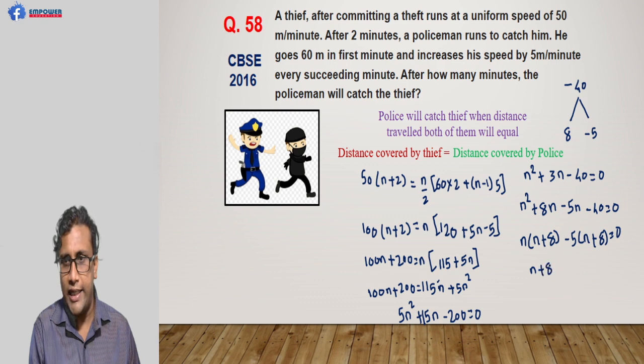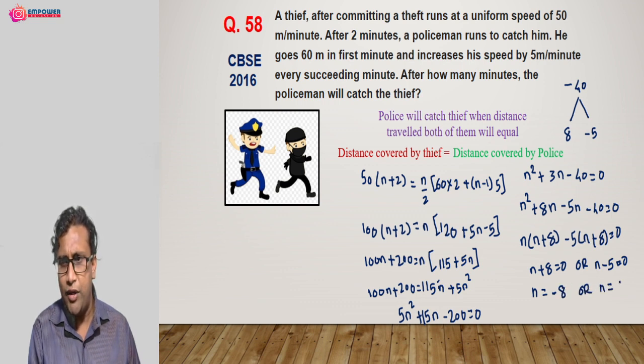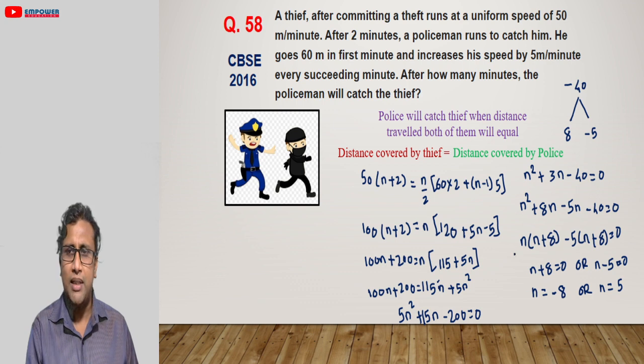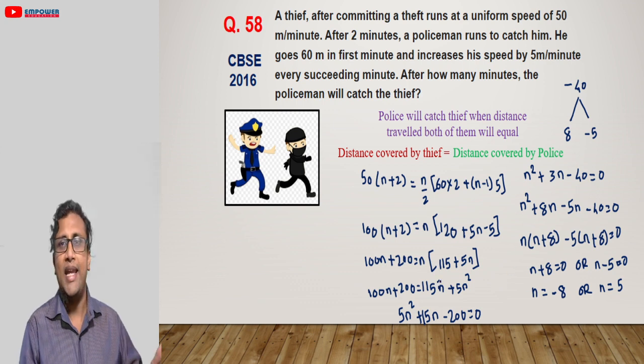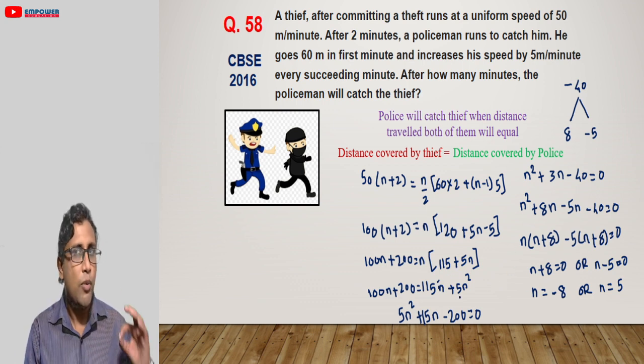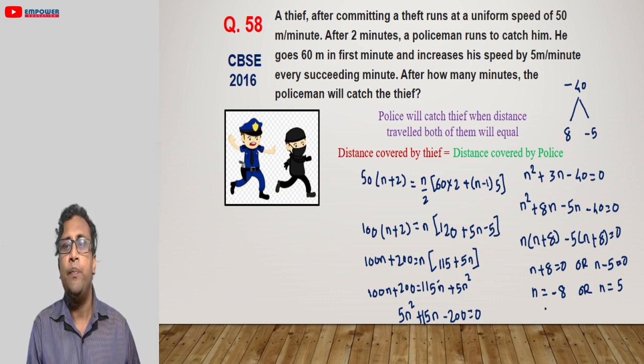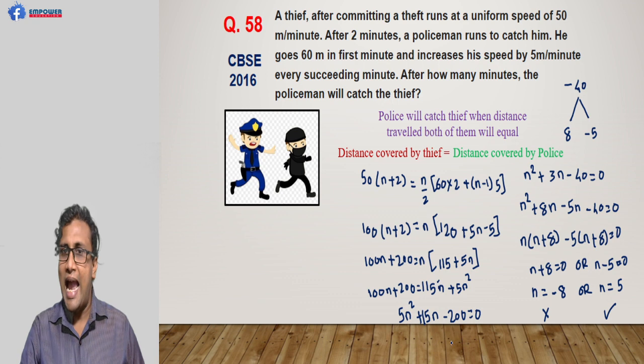So I can say n plus 8 is equal to 0 or n minus 5 is equal to 0. We know all this process to solve the quadratic equation, not difficult, right? So n is equal to minus 8 or n becomes 5. Which value are we supposed to take? Now remember the important concept: we have assumed n is the number of minutes, and the number of minutes can never be negative. So minus 8 cannot be my answer. So my n is equal to 5. So after 5 minutes, police is going to catch the thief.